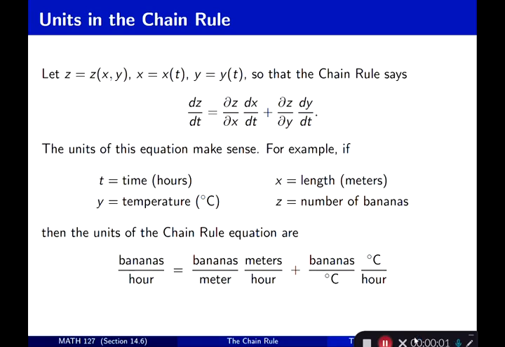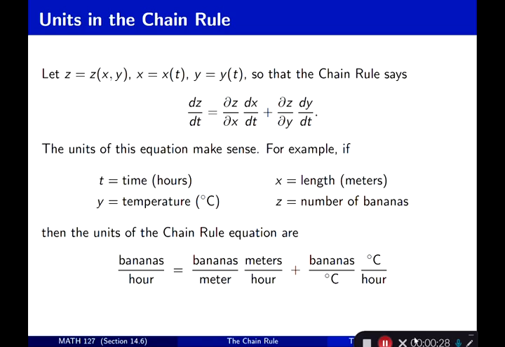We're continuing section 14.6, units in the chain rule. So let z be z of x and y, a function of x and y, x a function of t, y a function of t, so the chain rule says the derivative of z with respect to t is equal to the partial of z with respect to x times the derivative of x with respect to t, plus the partial of z with respect to y times the derivative of y with respect to t.